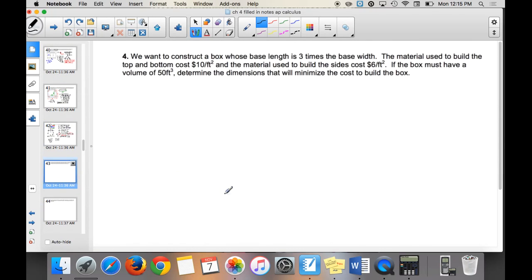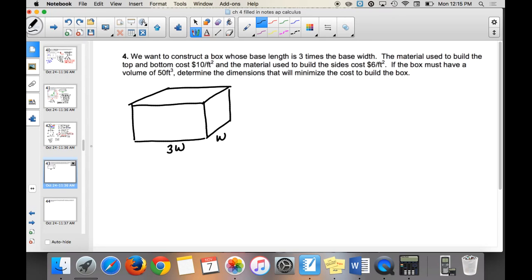All right, so the next one. We want to construct a box whose base length is 3 times the base width. Okay, so we have a box. And we want the base length to be 3 times the width. So let's do w for width and 3w for our length.